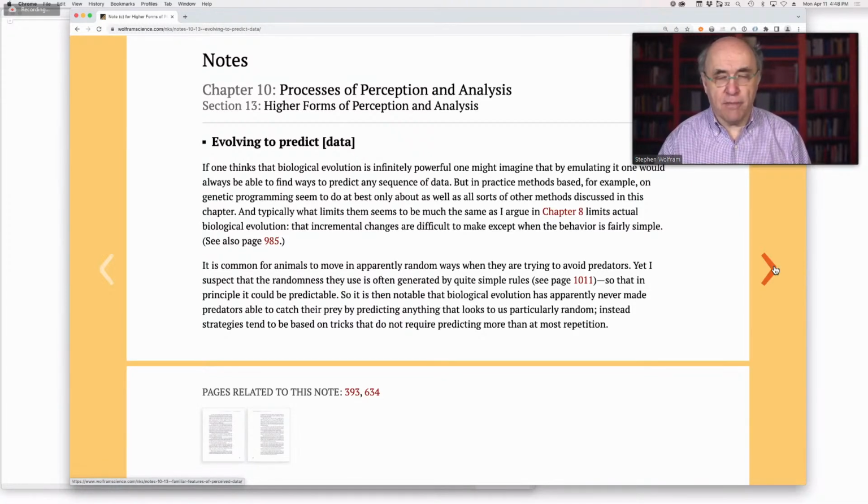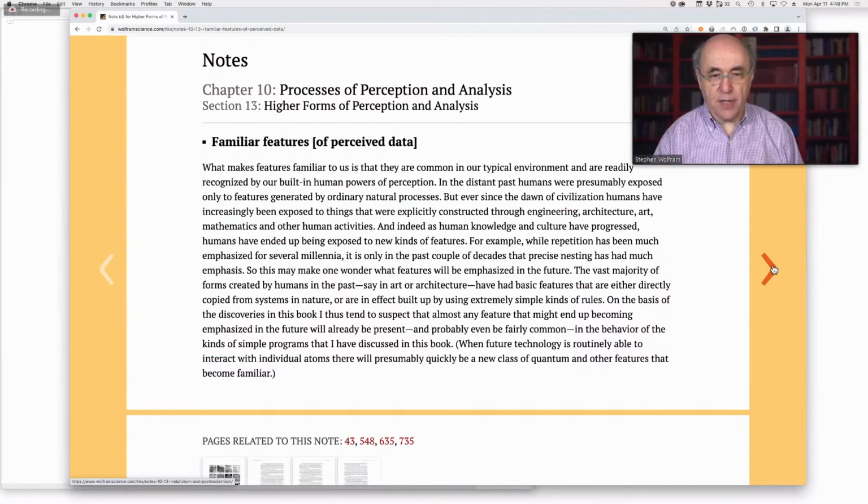Could evolution succeed in learning how to predict data, how to predict Rule 30, even if from a standing start we can't do it? Maybe over the course of time, evolution would learn to predict. I don't think so.